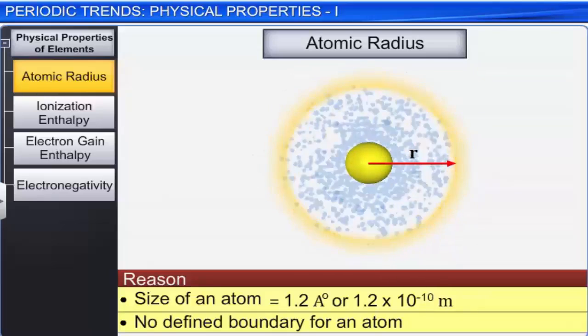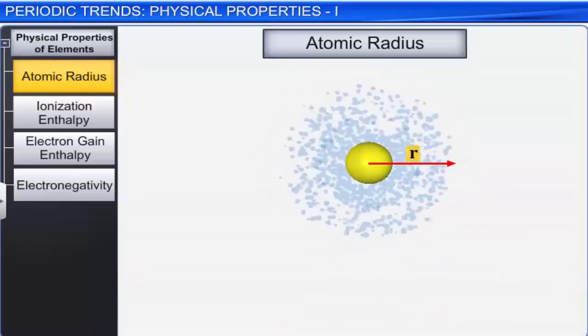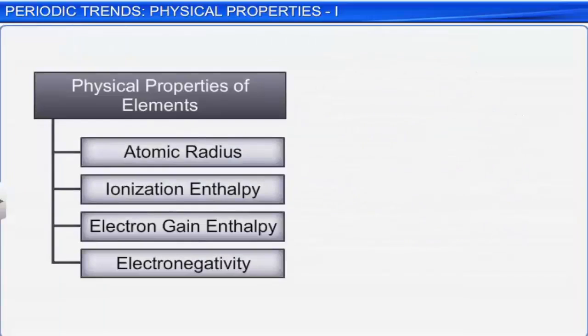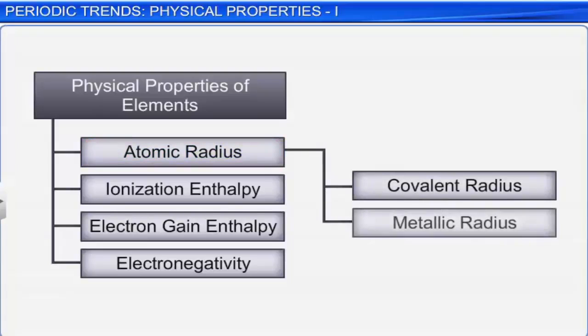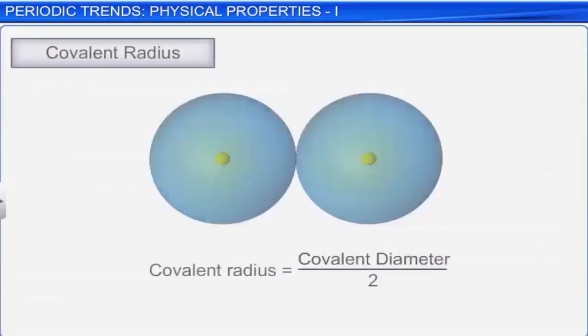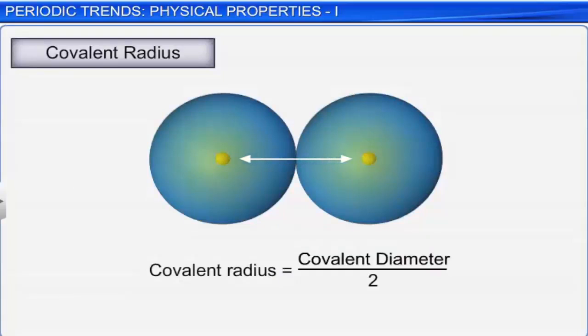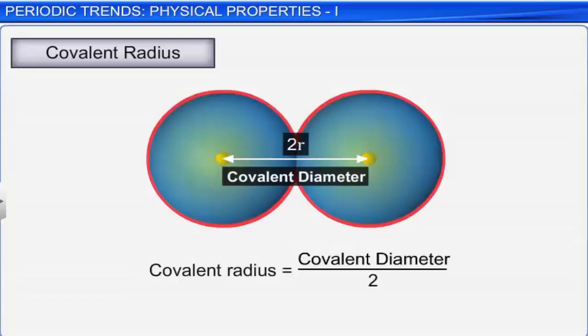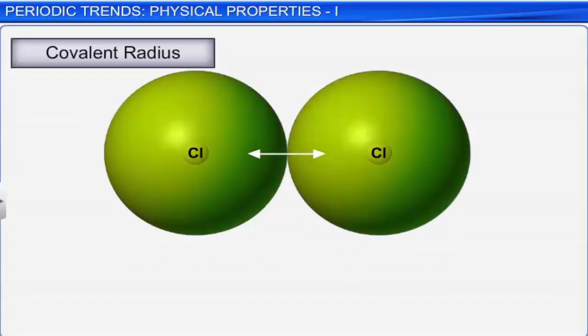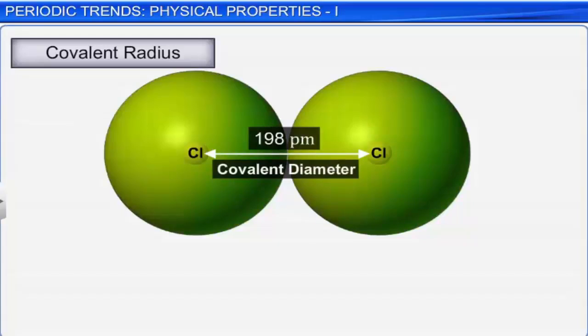However, it is possible to estimate the radius or size of an atom by knowing the distance between the atoms in a combined state. Depending on the nature of bonding, atomic radii are of three types. They are covalent radius, metallic radius, and van der Waals radius. Let's learn about each of them in detail. Covalent radius is a general term which is used in reference to non-metals. A covalent radius is 1/2 of the distance between the nuclei of two atoms held together by a covalent bond in a homodiatomic molecule. For example, the internuclear distance between the chlorine atoms in the chlorine molecule is 198 picometers. Therefore, the radius of a chlorine atom is half of this distance, which is 99 picometers.